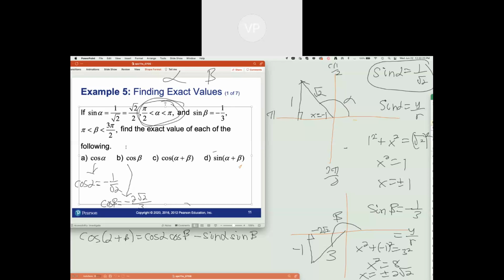And a lot of people will say, well, why couldn't we have done this first? Well, look at what they gave us. They gave us sine of alpha, they gave us sine of beta. We would have been able to get this and this, but we would not have been able to get these two. That's why we had to do these parts first. This gives us the other pieces involved in this problem. So now I can get that.